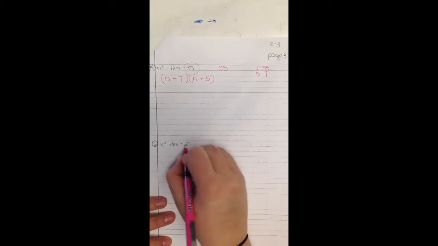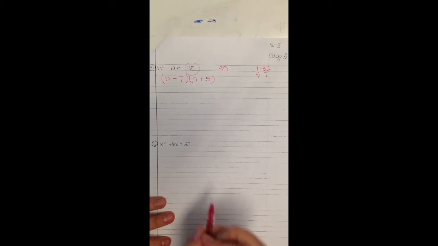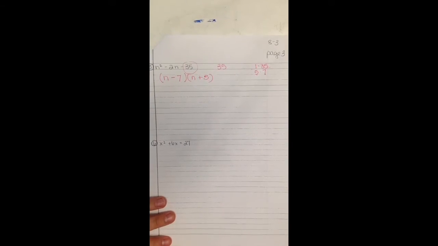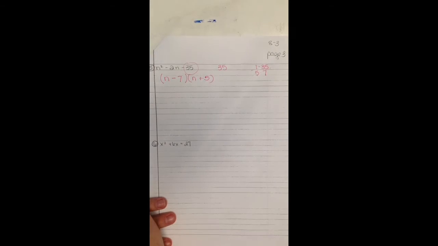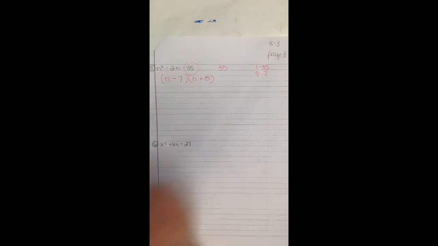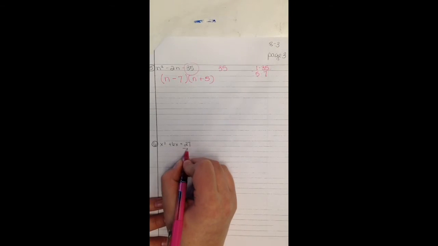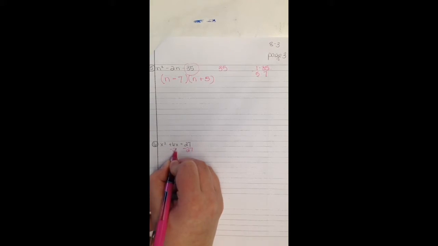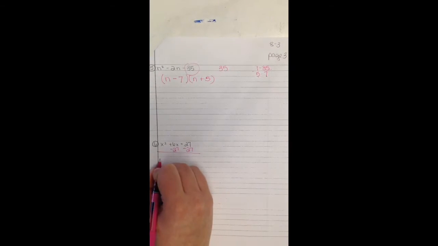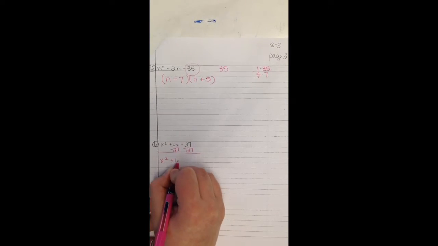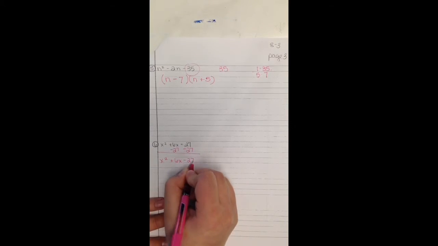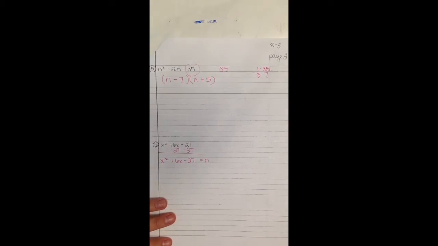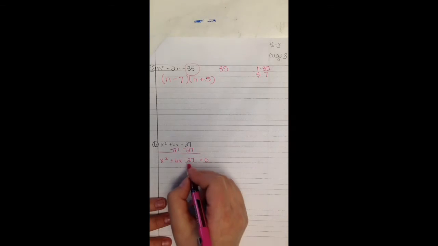Then in number 6 we need to take a look. I have an equal sign here, and 27's on the wrong side. I only know how to deal with them if they're all on the same side. So I'm going to first start by subtracting that 27 to get it on the correct side, and I get x squared plus 6x minus 27 equals 0. And then I can start factoring.